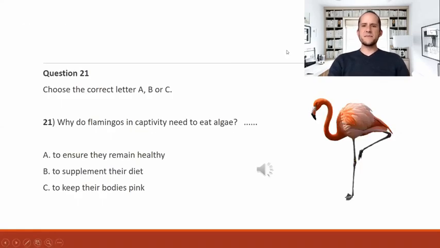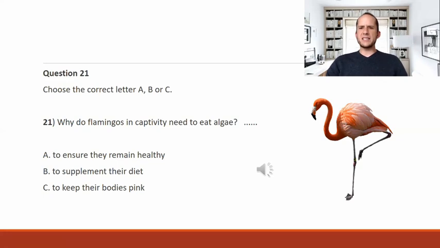So here's our question, and it's, why do flamingos in captivity need to eat algae? So it's a question. Make a note of that. And we've got three possible answers. So before we look at the answers, let's have a look at this question in more detail. So flamingos. Now, for some of us, we know what a flamingo is. That bird on the right, that's a flamingo. In our mind, that image pops straight up. For others, it's a blank. What's a flamingo? In captivity, need to eat algae.